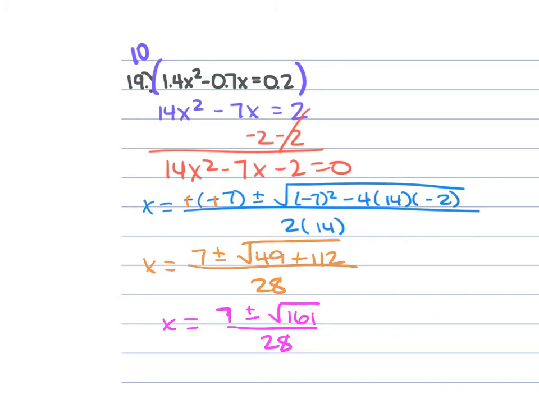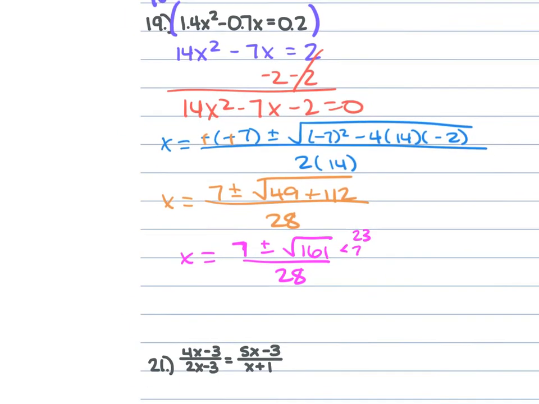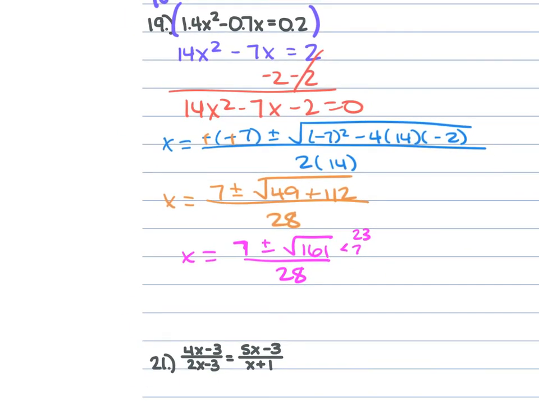The 161 is divisible by 7 and 23. The 23 is not divisible by anything other than 1, so we're just going to leave this. The 7 plus or minus the square root of 161 over 28.